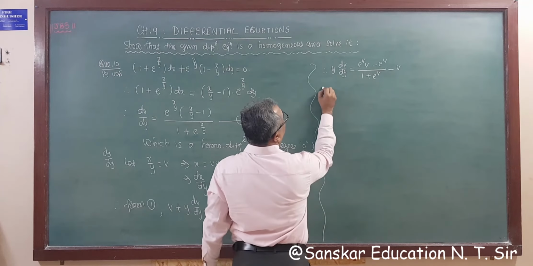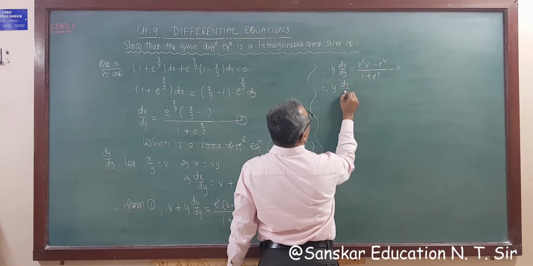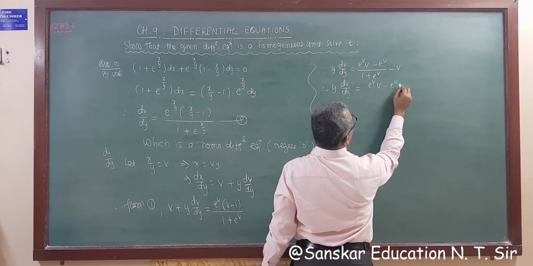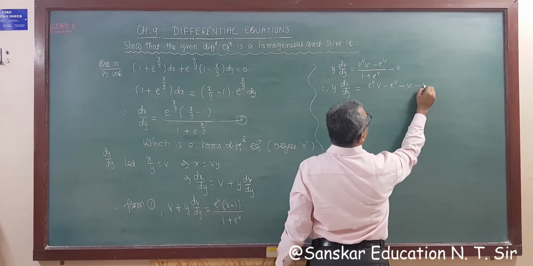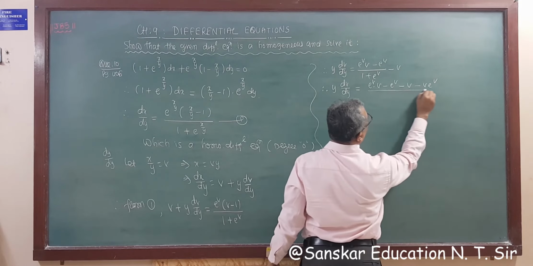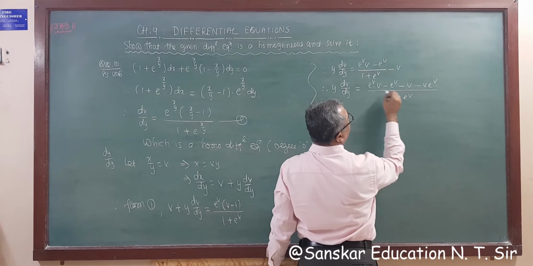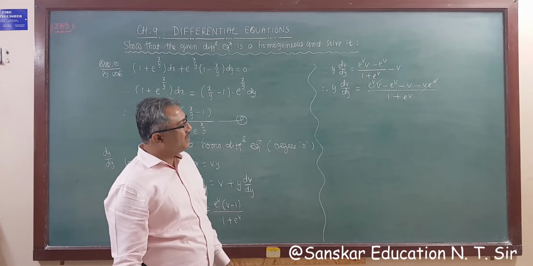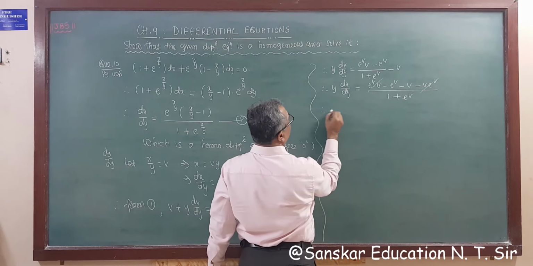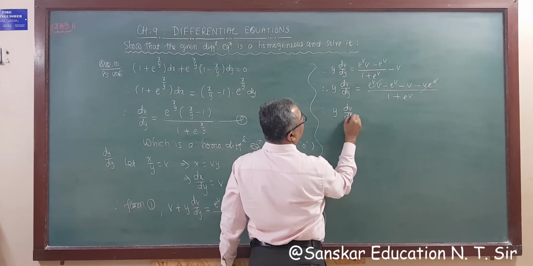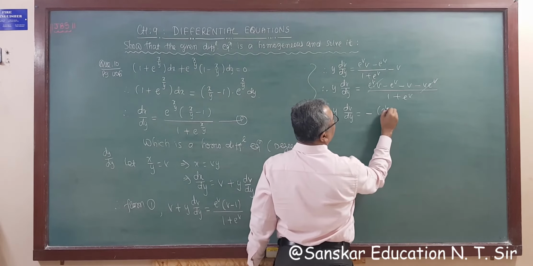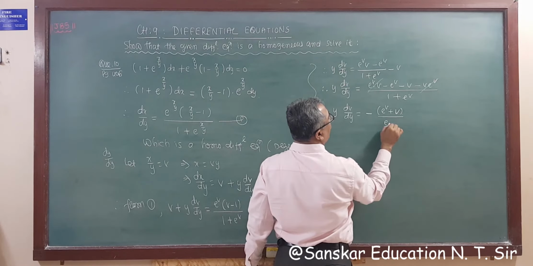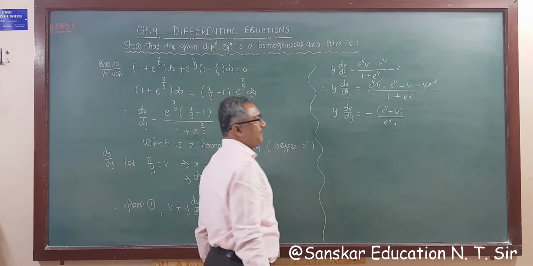Now taking LCM, we get y dv by dy is equal to (e^v (v - e^v... ) - v - v e^v) upon 1 plus e^v. So this will be cut. So remaining is e^v minus v, right? So taking minus common from here also, y dv by dy is equal to minus common, we get (e^v plus 1) upon (e^v plus v).